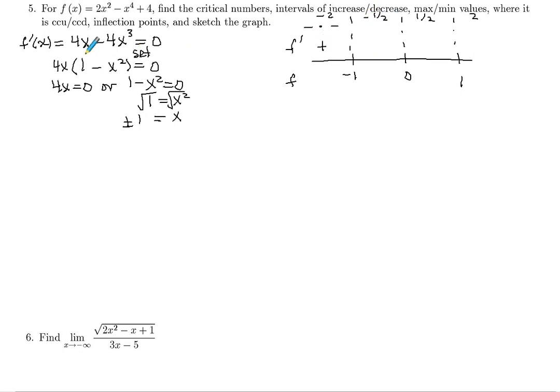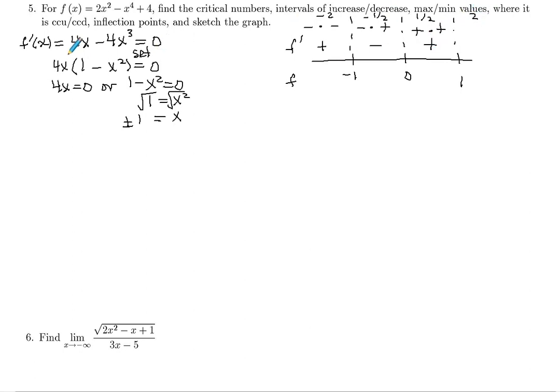Put a negative 1/2 in there. 4 times negative 1/2, negative. 1 minus 1/2 squared, or negative 1/2 squared is 1/4, because you square a negative, you get a positive. 1 minus 1/4 is positive. Negative times positive, negative. Positive 1/2 in here for x. 4 times 1/2 is 2. That's positive. And then a 1/2 in here. 1 minus 1/2 squared. That's 1 minus 1/4. That's positive. Positive times positive is positive.